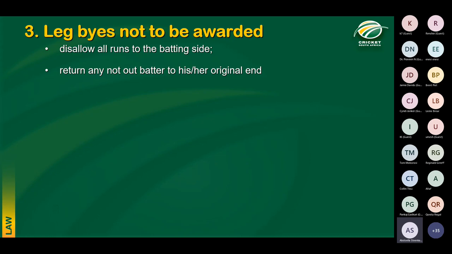Secondly, remember there was a window period to run out either of the batters. If the batters completed the single and there was no run out, you then will return the batters to the original in. If there was a run out, the not out batter will go to his or her original in. If there was a no ball, your bowler's end umpire needs to signal this to the scorers.